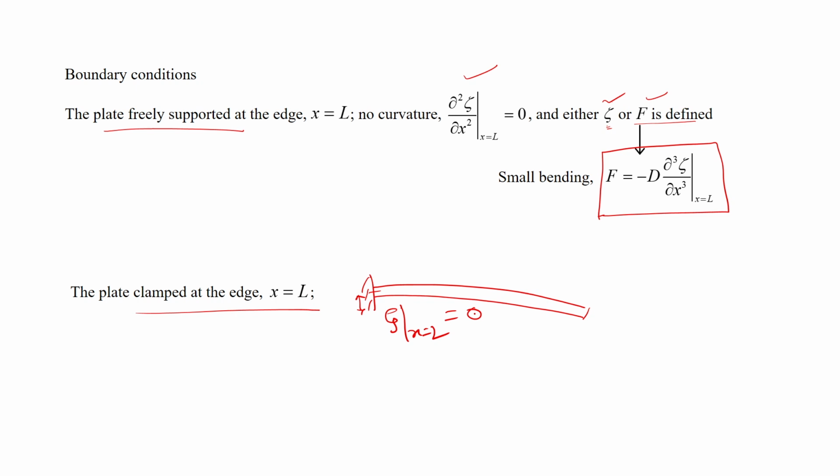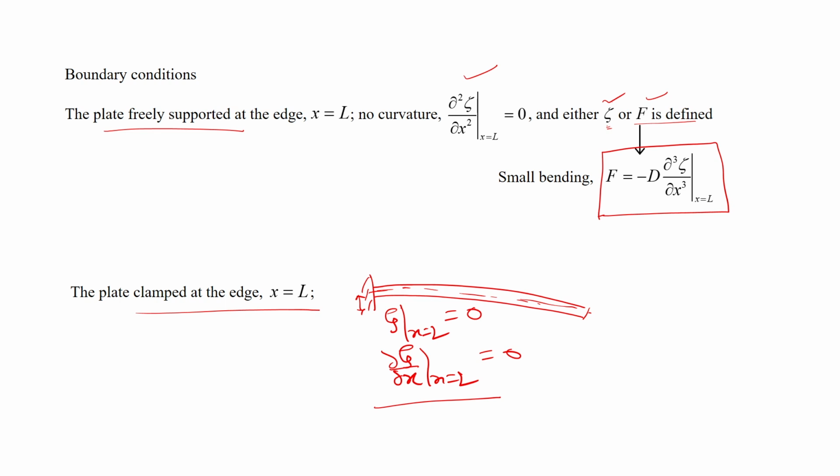And secondly, the slope of the neutral axis at this point also will be equal to 0, because it is clamped like that. So, del zeta by del x at x is equal to L is also equal to 0. So, we need 4 boundary conditions, 2 at one end. These are given by this for general problems.